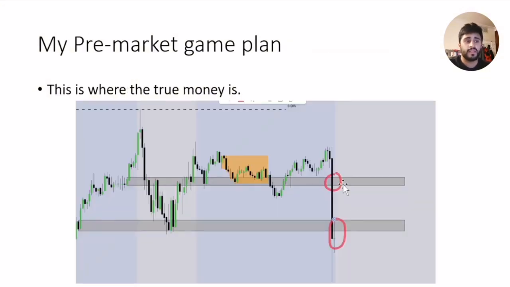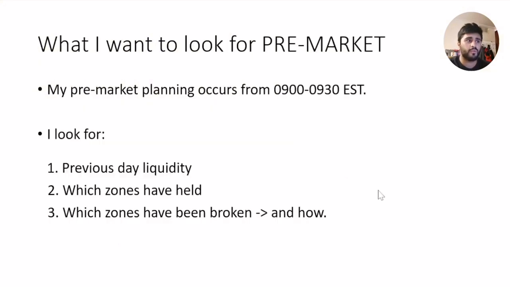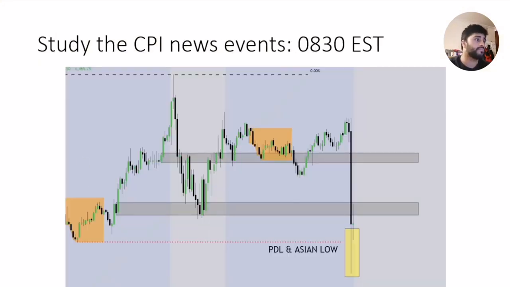So I'm looking to see. For example, I'm not going to be trading this zone, right? Because we had, I think it was a CPI news or something like that, which broke through the entire level, 8:30 Eastern. So I'm not really looking at this zone. However, I am looking at this zone, right? And the reason why I want to be looking at that zone is because of this, right?